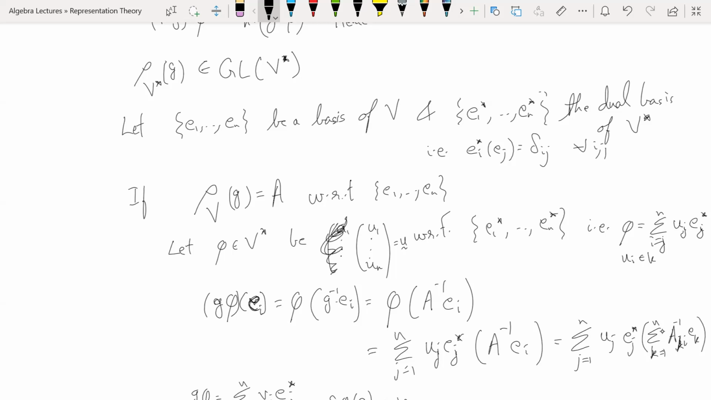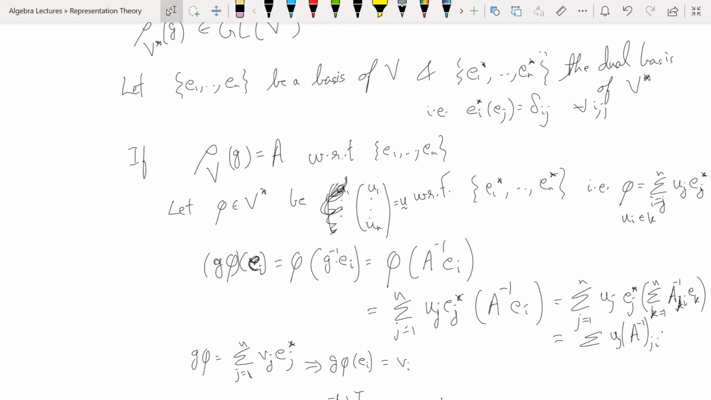But ej star ek is 0 most of the time, unless k is equal to j. So this becomes the same as the summation of uj times the (j, i) entry of A inverse. So this is what you get. I hope I haven't confused you guys. This is the formula you get now.